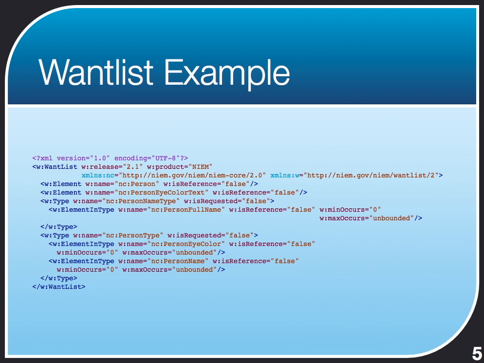If you're really interested, you can take a close look at this example and you can see different elements that were selected, like a person and a person eye color text. You can also see other items that were selected within the context of a type. So there's a person full name selected within the context of being in person name type, and there's a few other examples. Again, just want you exposed to it. If you're really interested in working with want lists, then you can take a closer look on your own.